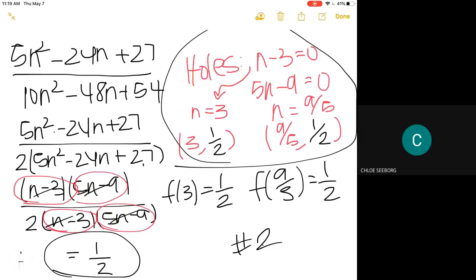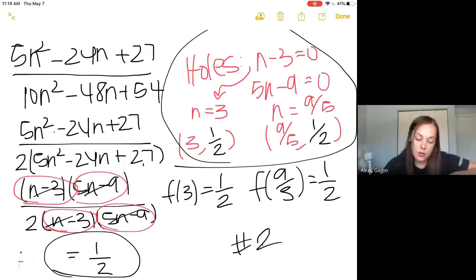Could you also do number 8 on the homework? Yes. And am I good to clear this off?